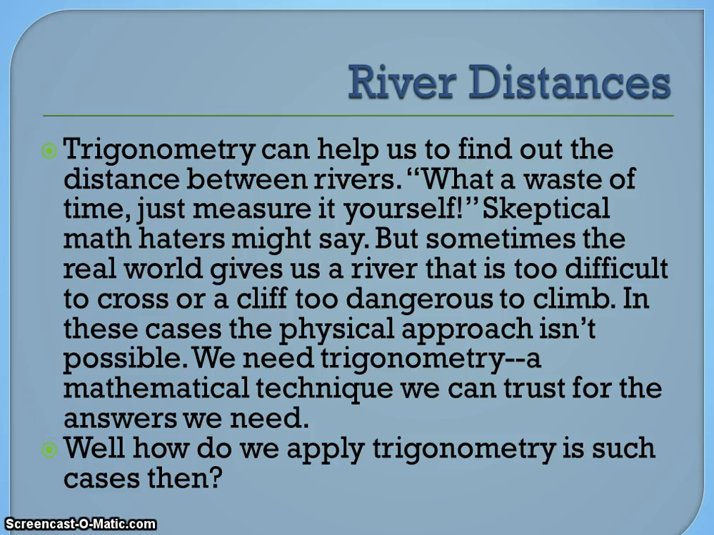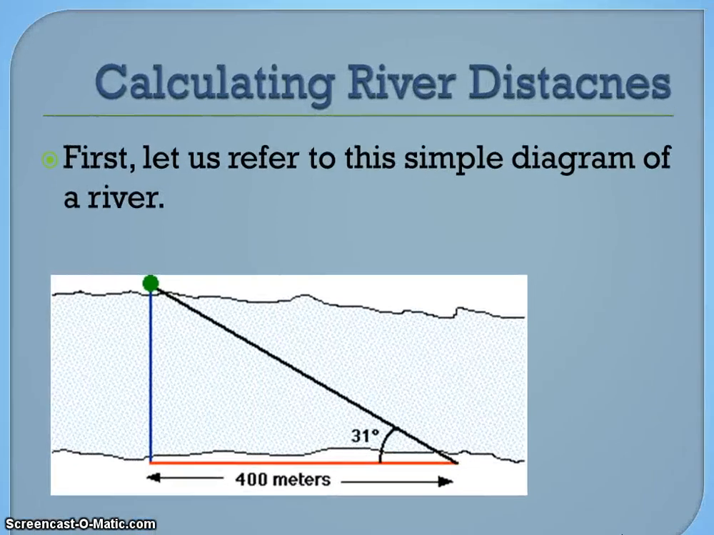Well, how then do we apply trigonometry to such cases? First, let us refer to this simple diagram of a river. We can see that we can draw a triangle across the river where the adjacent side will be 400 meters and the angle will be 31 degrees.